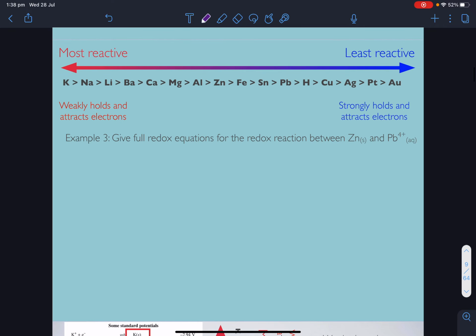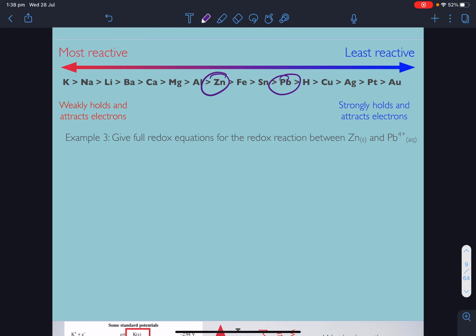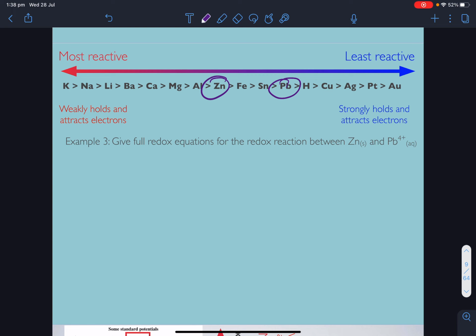Alright, next problem. Example 3. Give a full redox equation for the reaction between zinc and lead. So zinc solid and lead ion. Zinc's up here, lead's down here. Lead likes electrons more than zinc. Lead is an ion, so it's going to transfer electrons down that way. Okay, so we're going to get a displacement reaction.